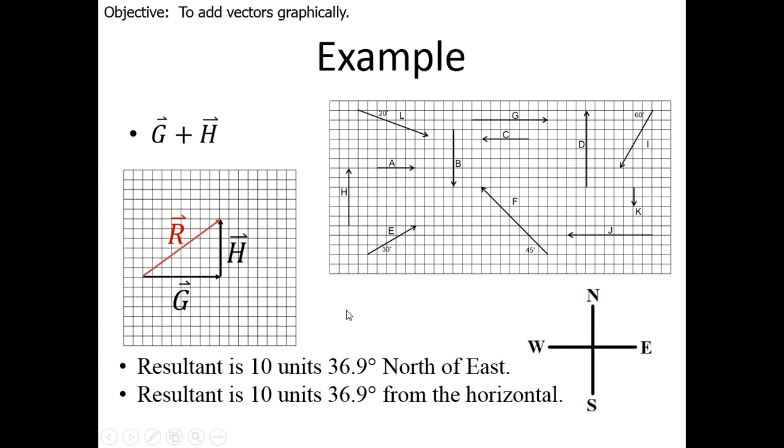Again, either way, I can measure this graphically, or I can use my Pythagorean theorem to get my hypotenuse and my trig ratios to get the angle. I'm still going to get the same answer whether I do it graphically or mathematically.